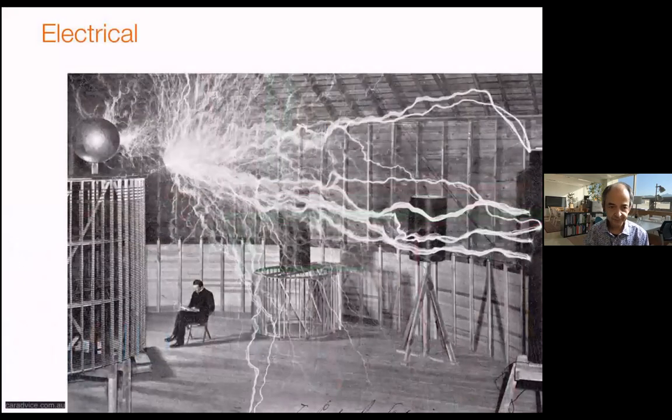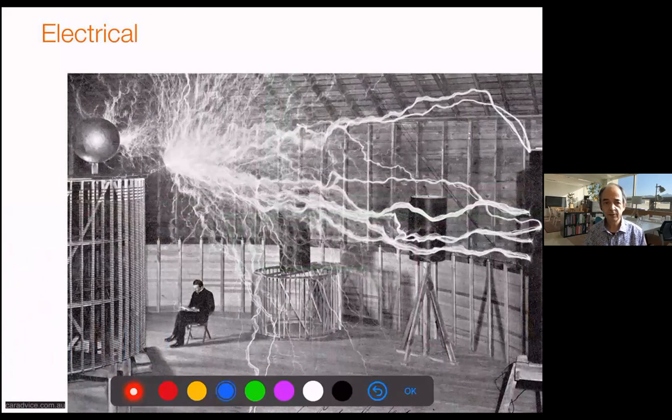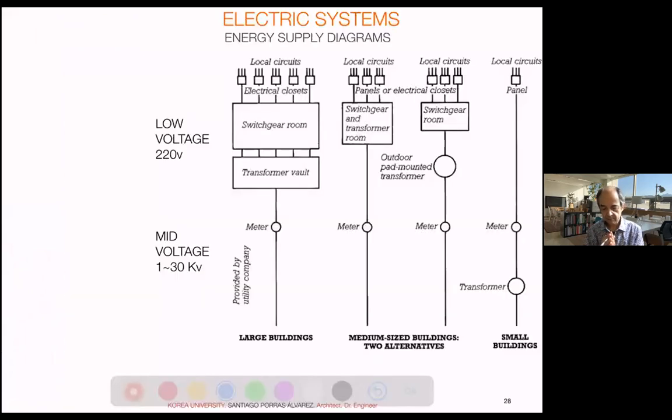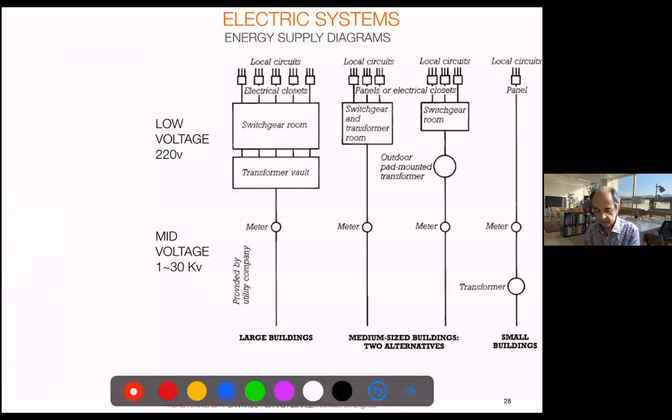Let's go to electricity. This is a famous photo of Tesla in his experiments in his laboratory. The same as it happens with plumbing, we need to have the city supply. And we have 4 cases, actually 3 cases.